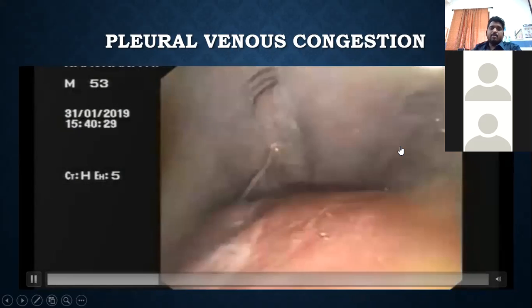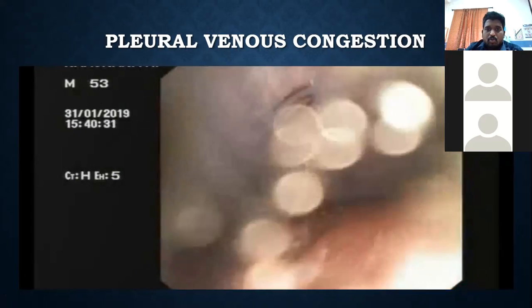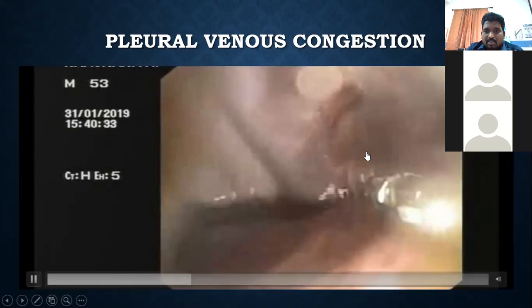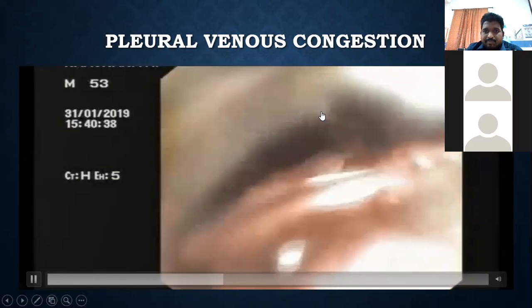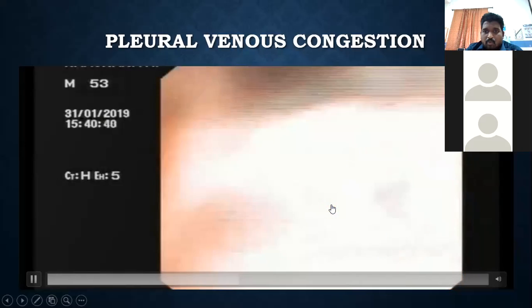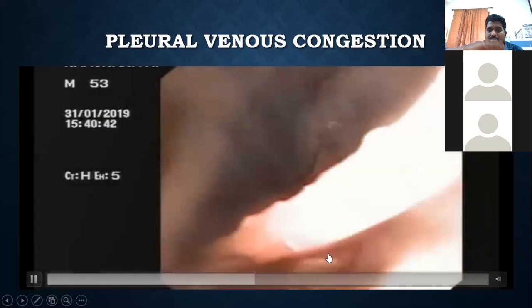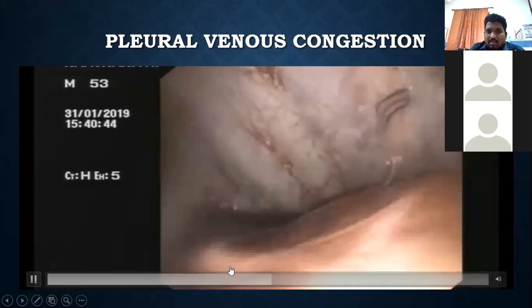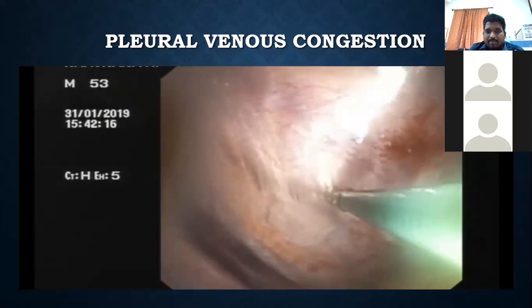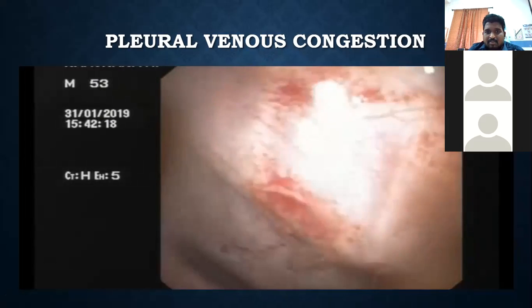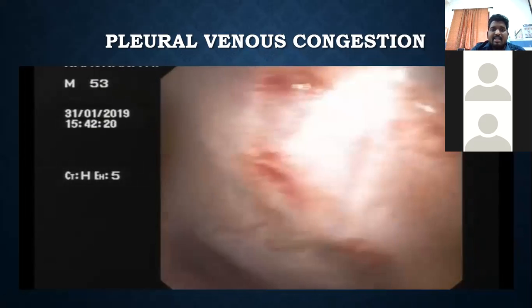This is the normal appearance of pleura. I'll show you. This is the parietal pleura, and you can see the rib ridges also. The convex thing that is interfering with this is the diaphragm. You see the diaphragm, it's contracting. Now this is the parietal pleura. We are taking a biopsy from the parietal pleura. You can easily identify the parietal pleura.